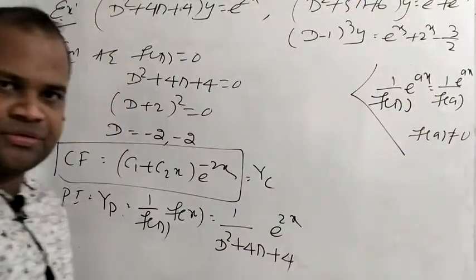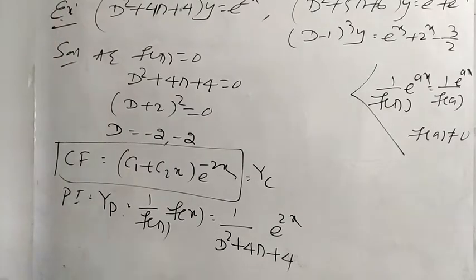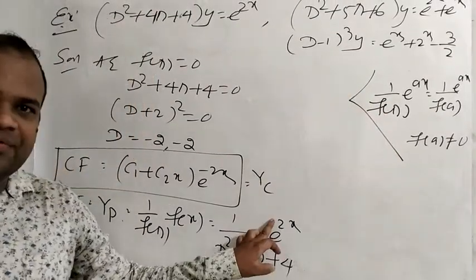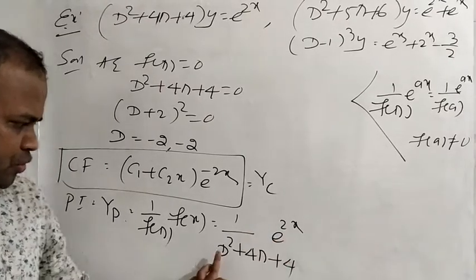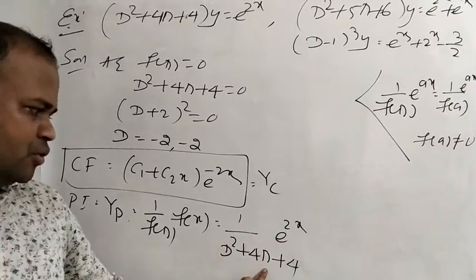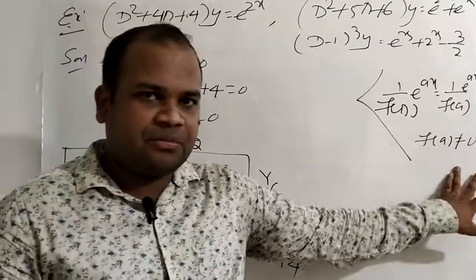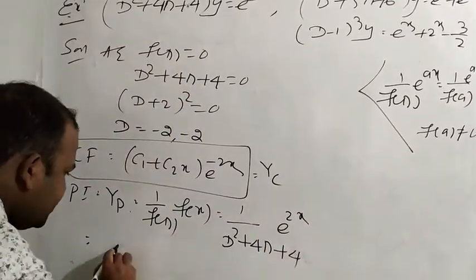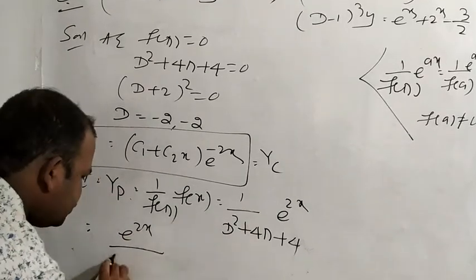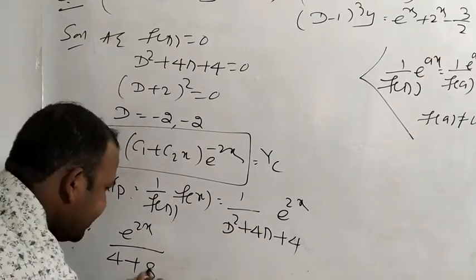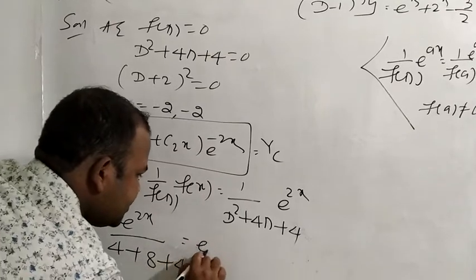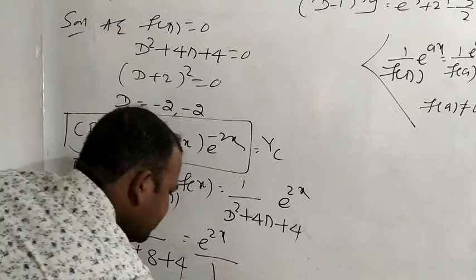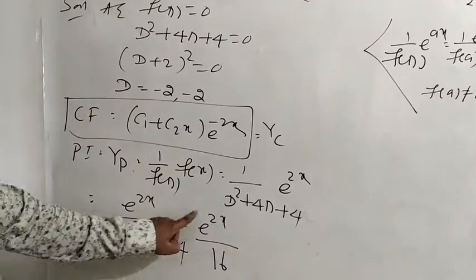This is the type first according to the shortcut method. So what is the value of a here? A equals 2. So 2 square plus 4 into 2 plus 4. It is not 0. So you can put, this is e raised to 2x upon, 2 square 4, 4 into 2 8, plus 4, 12, plus 4, 16. So this is e raised to 2x upon 16. So this is our PI.